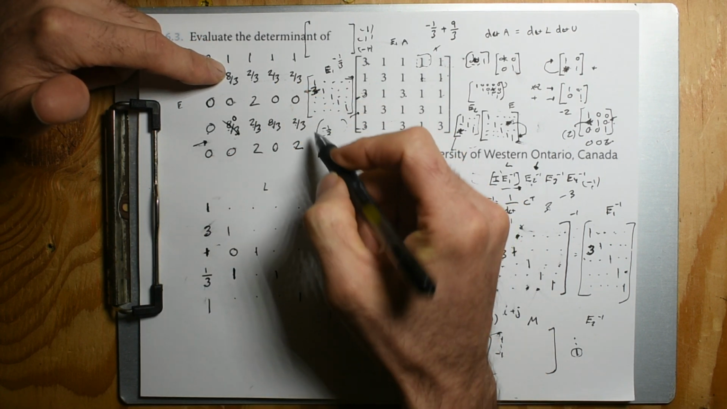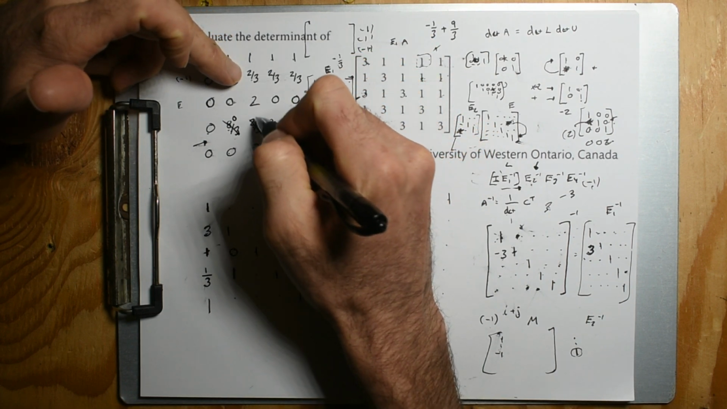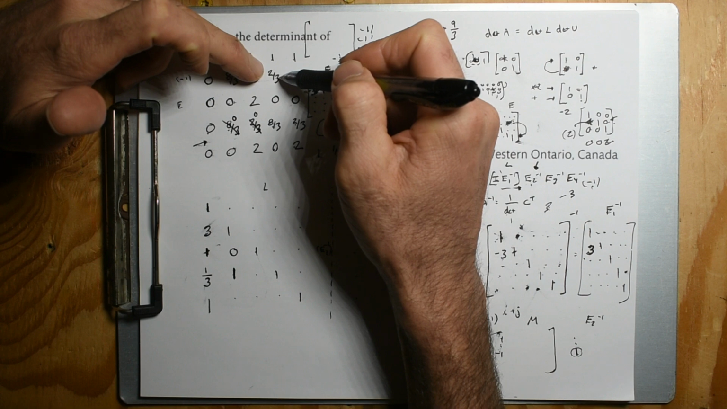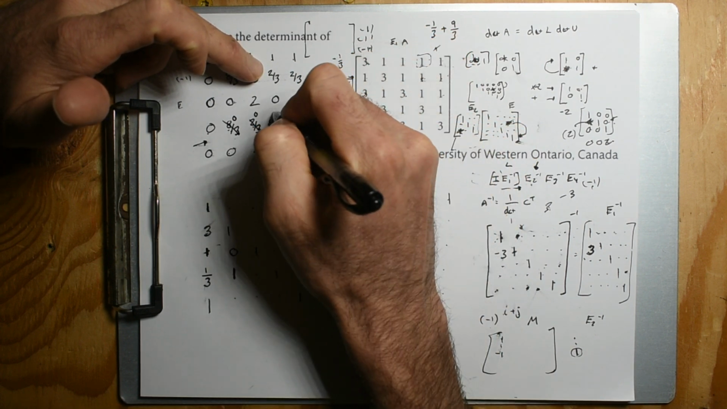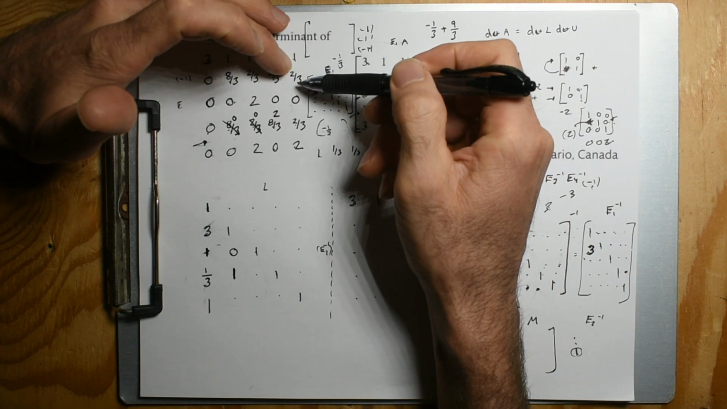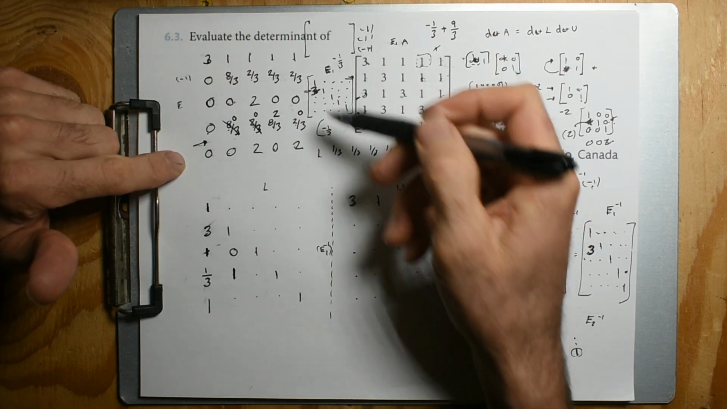So now it's going to get a little tight. Negative 2/3 plus 2/3 is 0. Negative 2/3 plus 8/3 is 6/3. 6/3 is 2. Negative 2/3 plus 2/3 is 0. Okay, so we're doing pretty good.